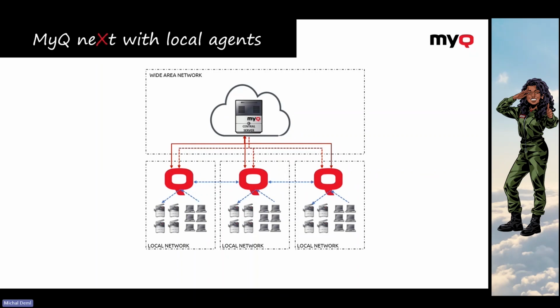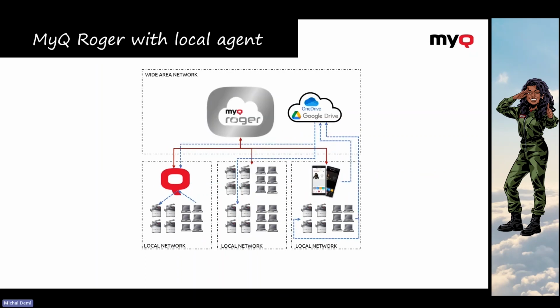Now, logically, there's another step, and that will be to make sure it can actually communicate with the rest of the environment. So one of the next steps, which we are planning to deploy, is to make sure that these clients will also be able to work with MyQ Roger. So the local agent, as we saw it for MyQ X, imagine that in the future this one will be part of the Roger infrastructure.